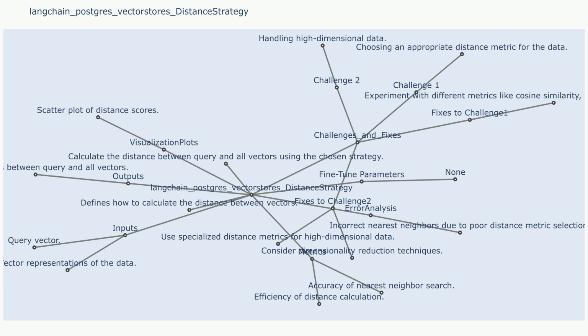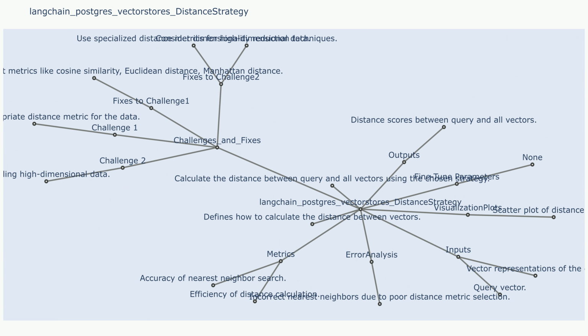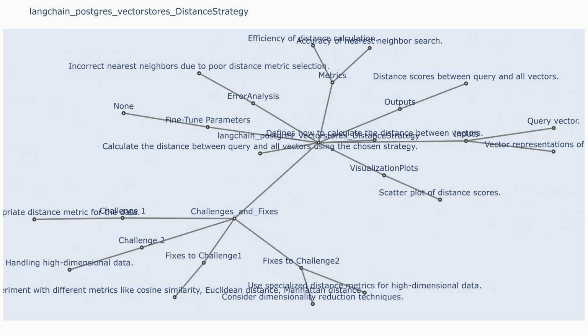Steps. Vector calculation. Both the query vector and the database vectors are embedded using a chosen embedding model. Distance calculation. The chosen distance strategy is applied to calculate the distance or similarity between the query vector and each database vector. Metrics. Retrieval accuracy measures how well the vector store retrieves the most relevant documents based on the query. Retrieval efficiency measures the speed at which the vector store performs searches.